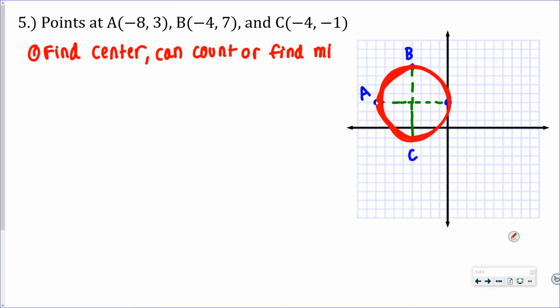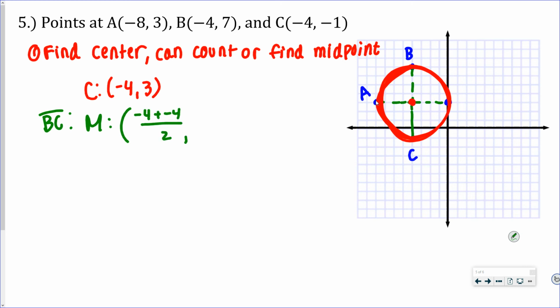Either way is fine. Sometimes if they're not nice, clean, whole numbers, you're going to have to use the midpoint. But here I think we could all tell that my center is at negative 4, 3. Agreed? Right here is the center. Okay, really quick, I'll go ahead and show you the midpoint of, we'll say, BC.